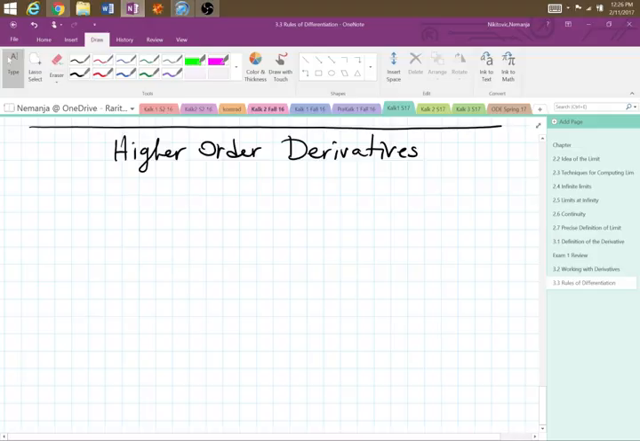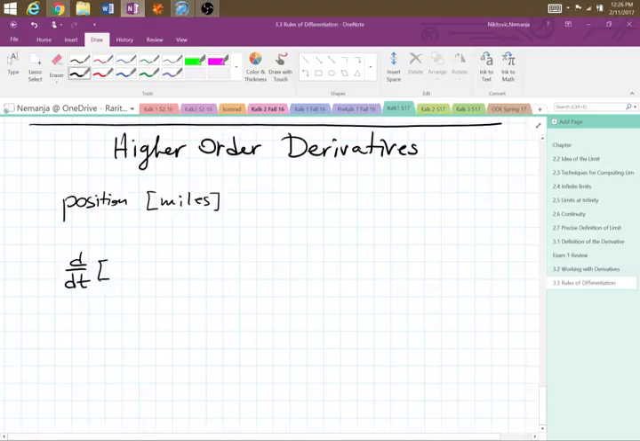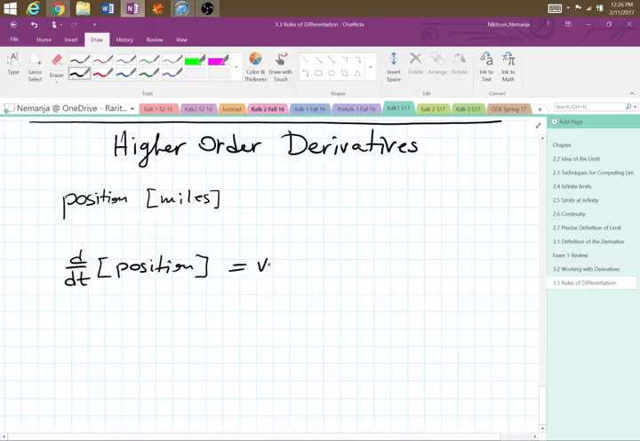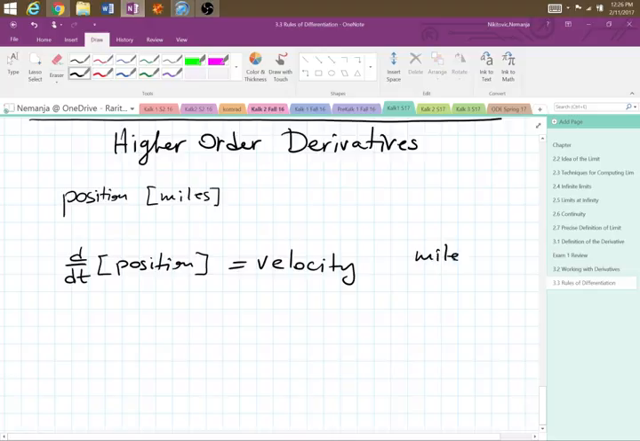So, didn't we just go 3 derivatives down the line? And the answer is yeah, we did. Because when you start with the position, which is measured in miles away from home, you say, take the derivative with respect to time of that position, and you will get velocity. Why? Because you get miles per hour. Velocity. It's change in position, ds over dt. Change of position and time.